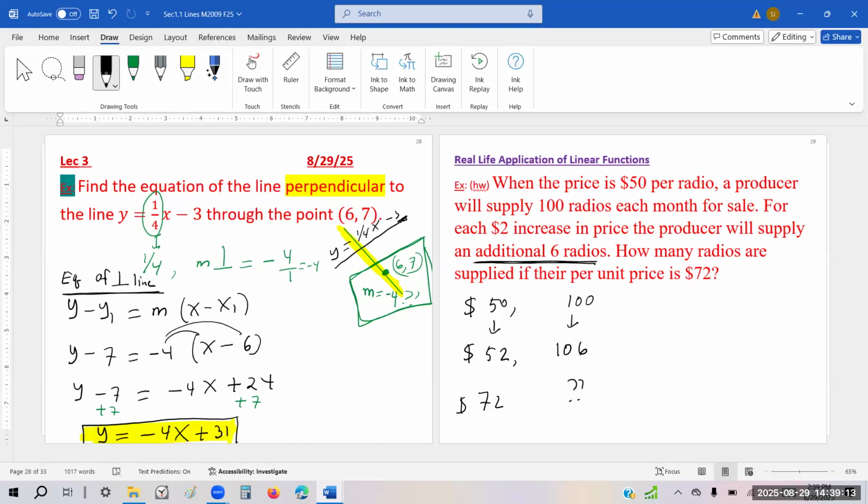Okay. This is a linear scenario. $50, 100 radios. $52, 106 radios. Good. Then for $72, how many radios does he have to produce? Any idea? How do you start?